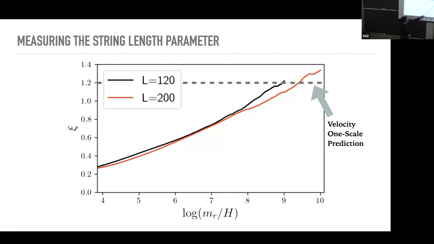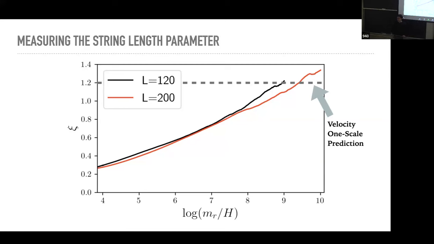We confirm what is more or less a growth that is linear in this term, log mr over h. One of the things that's important to remember is that Moore's law is awesome, but you're also computing the log of the quantity. So Moore's law is not going to get you all the way to log mr over h equals 70. You need to have in the back of your head that you do the best simulations you can do, and then you calibrate some theory understanding. What I'm showing you here are predictions from an effective model for string dynamics called the velocity one scale model.